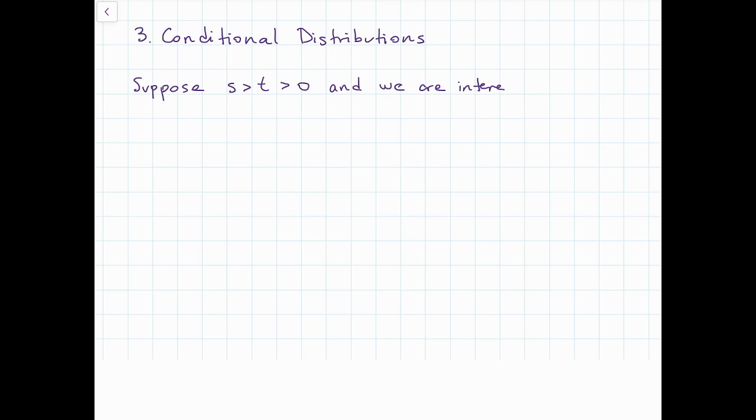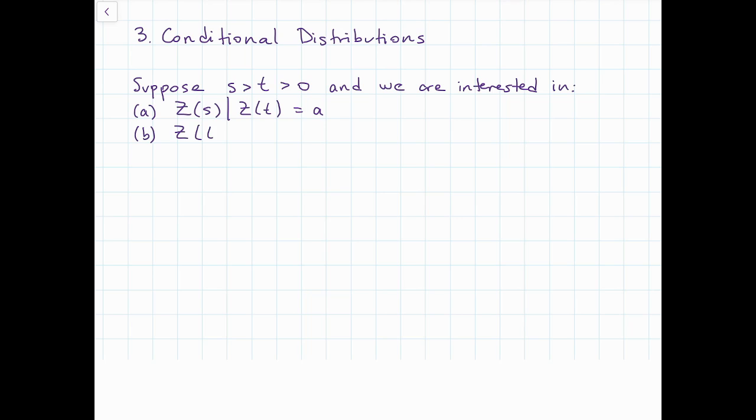For the third property, I want to think about the conditional distributions for this process. Suppose we have s greater than t greater than 0, two points in this process, and we could be interested in conditioning in one of two directions. First, we could think about looking at z of s given z of t is equal to a. So that's kind of conditioning forwards in time. We know where we are at time t, what's going to happen later after that point.